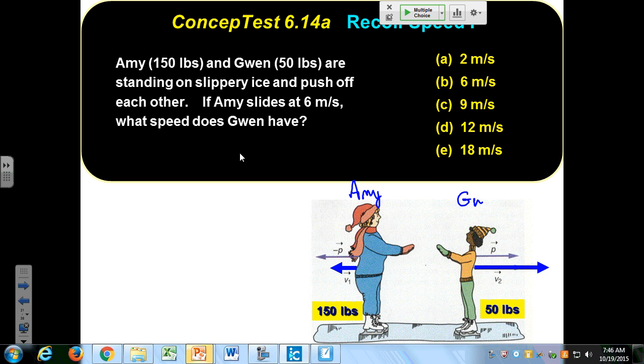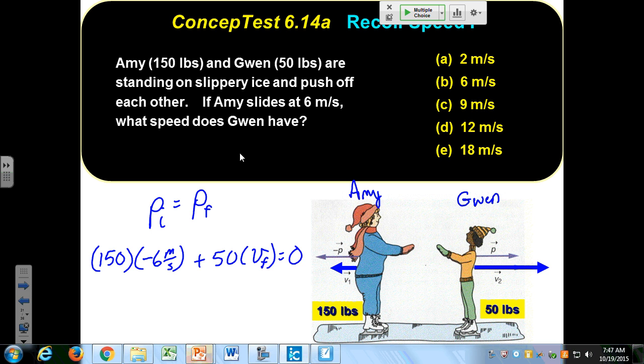And this is Gwen. So the initial momentum is 0, and that's going to remain constant. So I have the initial momentum, which is 150 times Amy's speed, which is negative 6 meters per second, plus 50 times Gwen's final speed. That has to equal 0. So vf is 3 times 6, which is 18 meters per second.